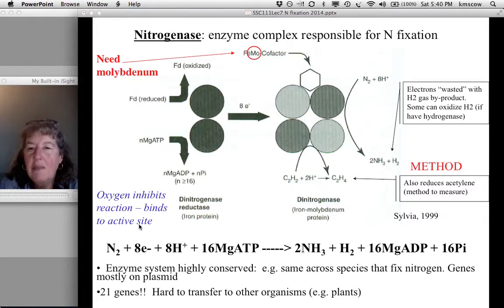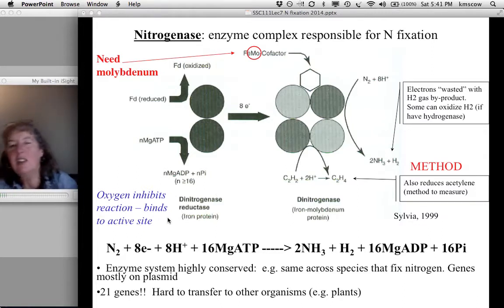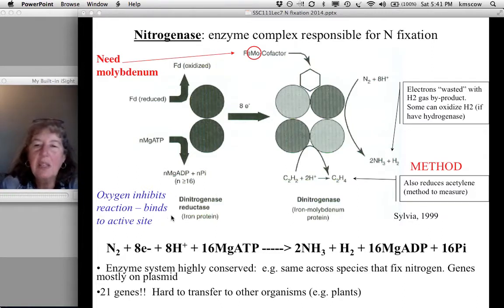The other interesting thing that happens is that oxygen inhibits the reaction, because it can actually bind to the active site here and end up taking the place of the N2 gas and reducing the amount of nitrogen that will be fixed. This enzyme system is highly conserved.